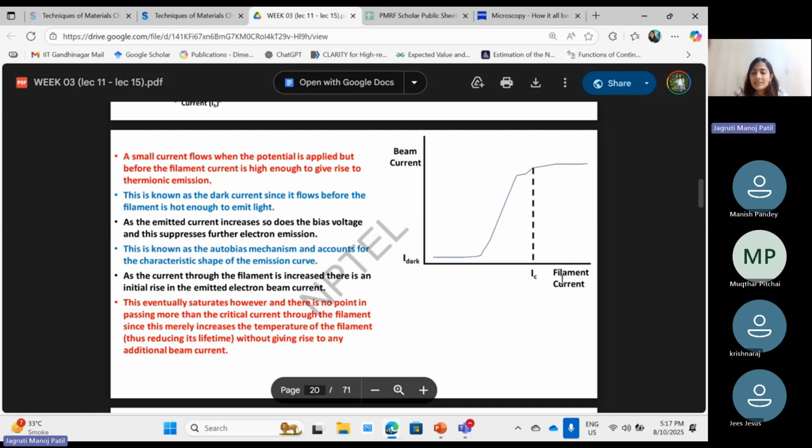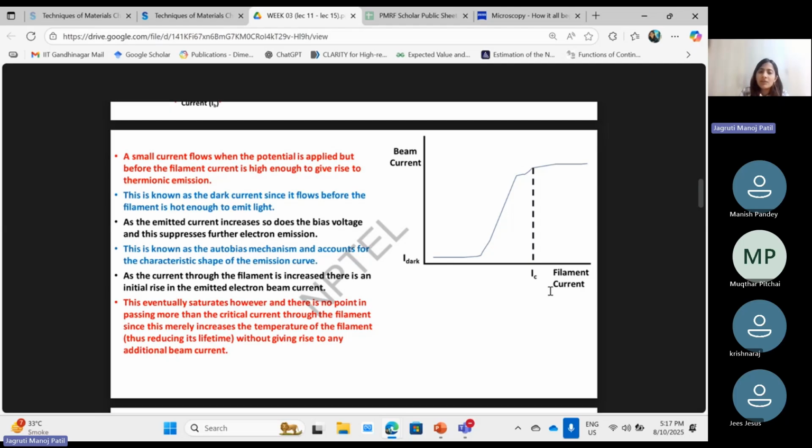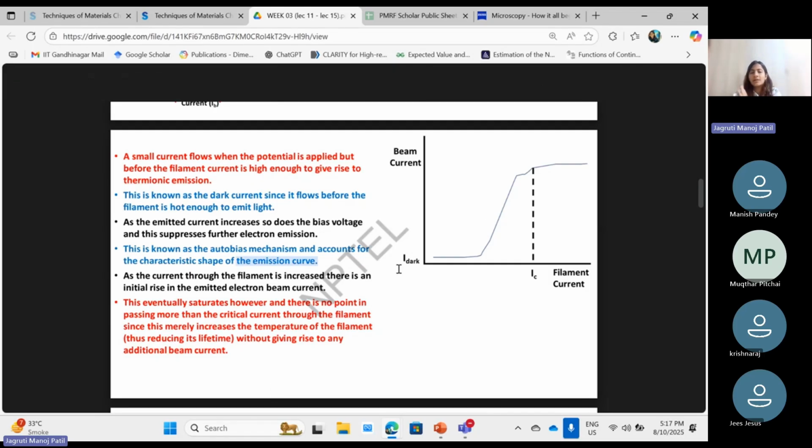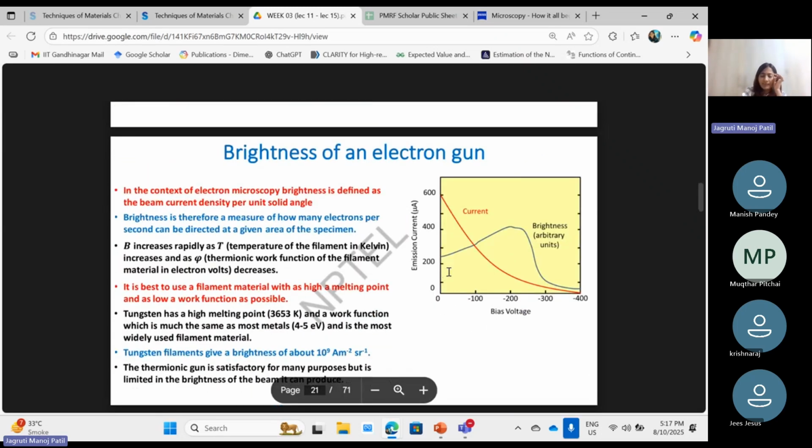Now this current is eventually a function of your temperature. As your temperature increases, the number of electrons passing through will also increase. The number of electrons and the current flowing are directly proportional. So it tells you the number of electrons passing through your electron source. This type of curve is called an emission curve. So the current passing from the electron source will govern your number of electrons. After it, you have brightness.